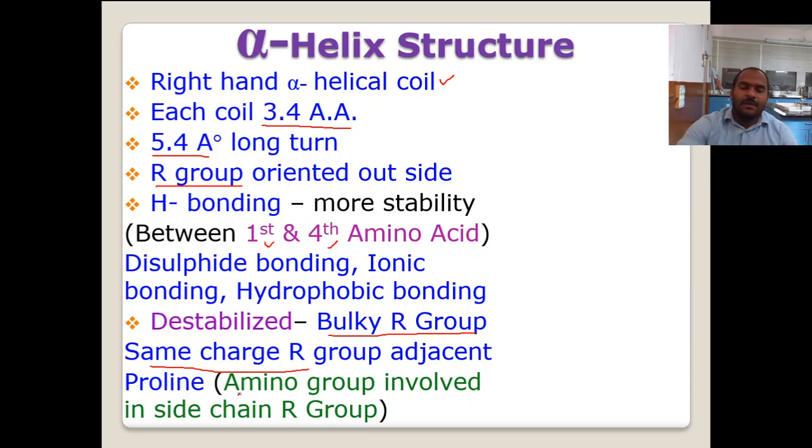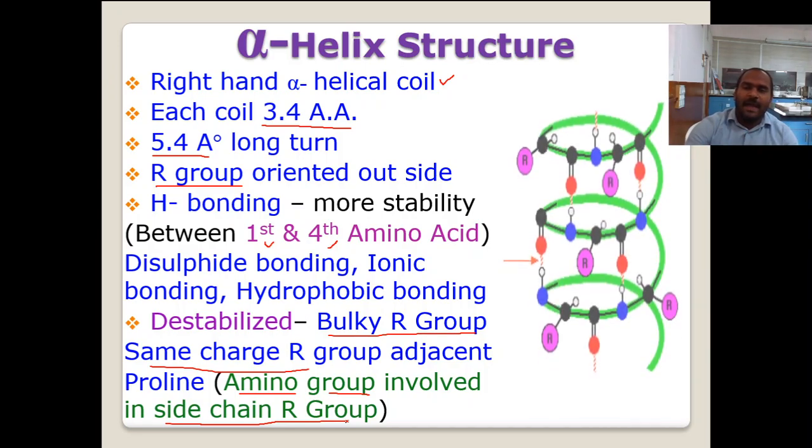The reason is quite simple. The amino group is involved with the side chain R group of the proline. So the side chain R group is bonded with an amino group, which results in the bending of the molecule. It is also helpful. Further, we will see how it is helpful for protein structure, but here it destabilizes the alpha helical structure.